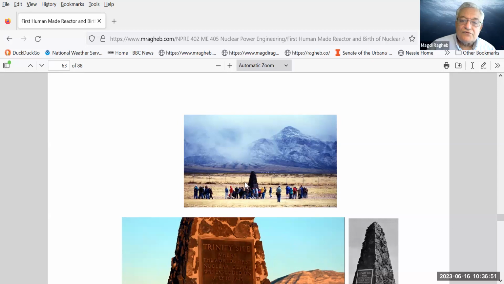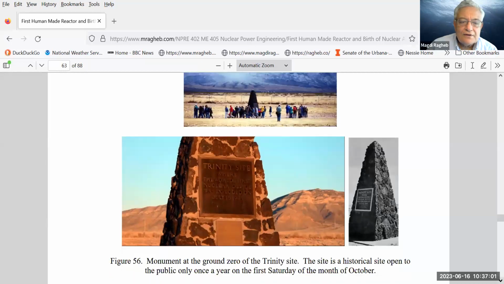The Trinity test itself is commemorated in a memorial right there, and that memorial is open to the public only once a year, on the first Saturday of the month of October.